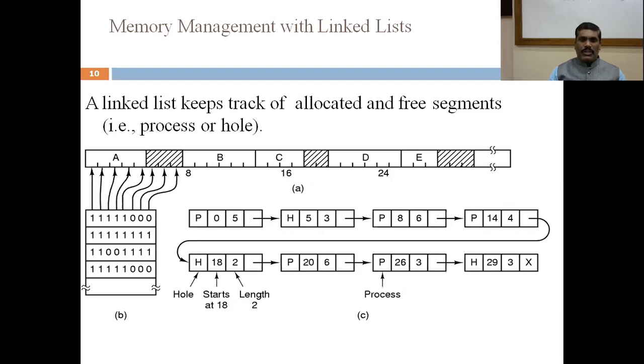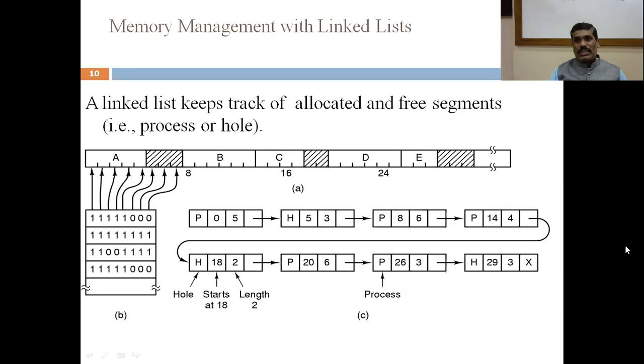The same memory representation is shown in diagram C with the help of a linked list. So P indicates the process, 0 indicates the starting, 5 indicates the total number of allocation units for the process, and next node is there that is pointing to the address of the next node. So if you see, next is a hole, H, starting at 5, size of 3, pointing to the next node. Then process B is there, P, starting at 8, size of 6, pointing to the next node.